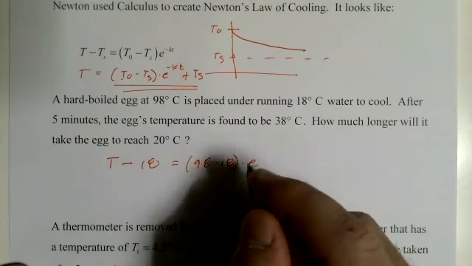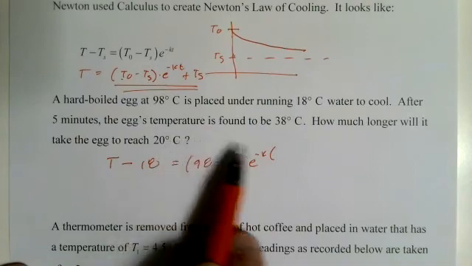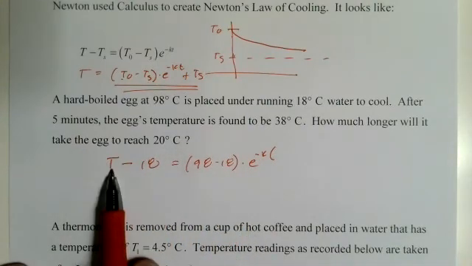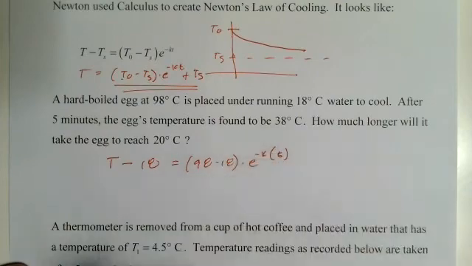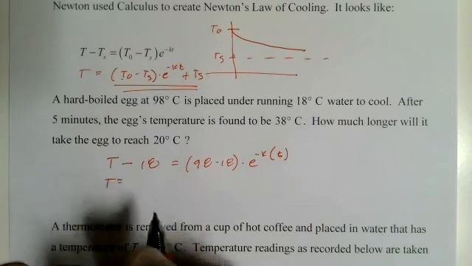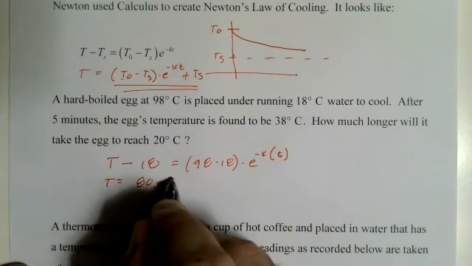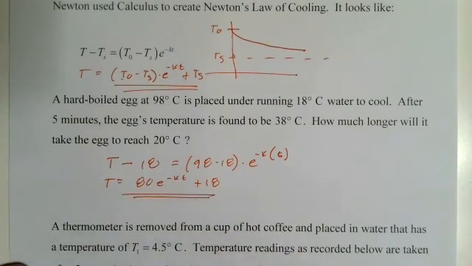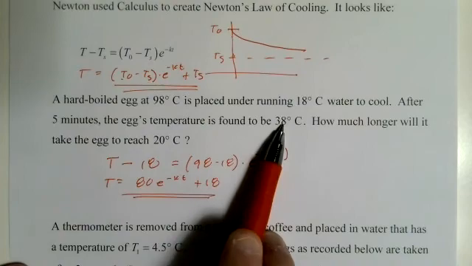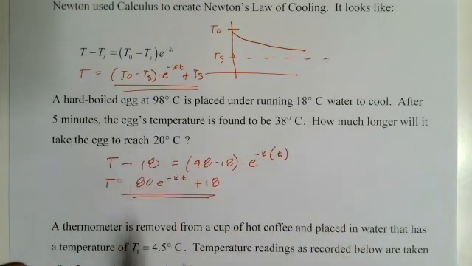e to the negative kt. I know this value now. We'll just call it t for now. So this is T equals 80 e to the negative kt plus 18. All right, now they say this temperature is found to be 38 degrees after 5 minutes. How much longer does it take to get to 20?